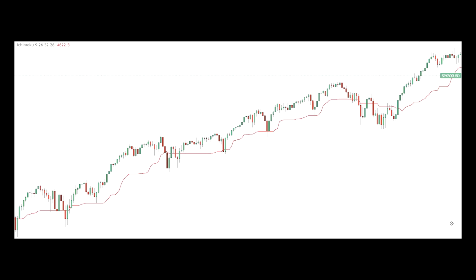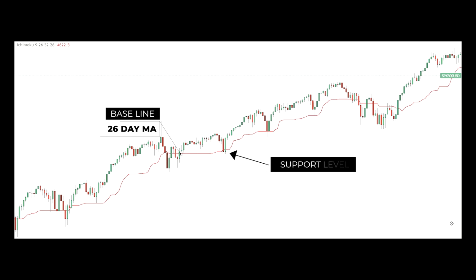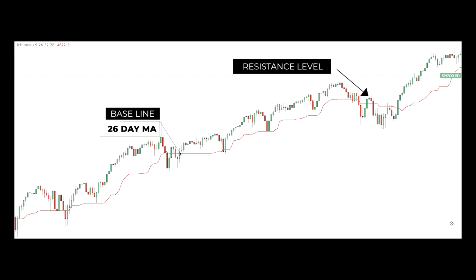Now, keep in mind that since the line is based on a 9-day moving average, the trend is very short term. Next is the red line, which is called the baseline, which shows the 26-day moving average. And it's calculated by taking the average of the highs and the lows for the last 26 trading periods. The red line acts as the price support level when the price is above the red line, or acts as the price resistance level when the price is below the red line.